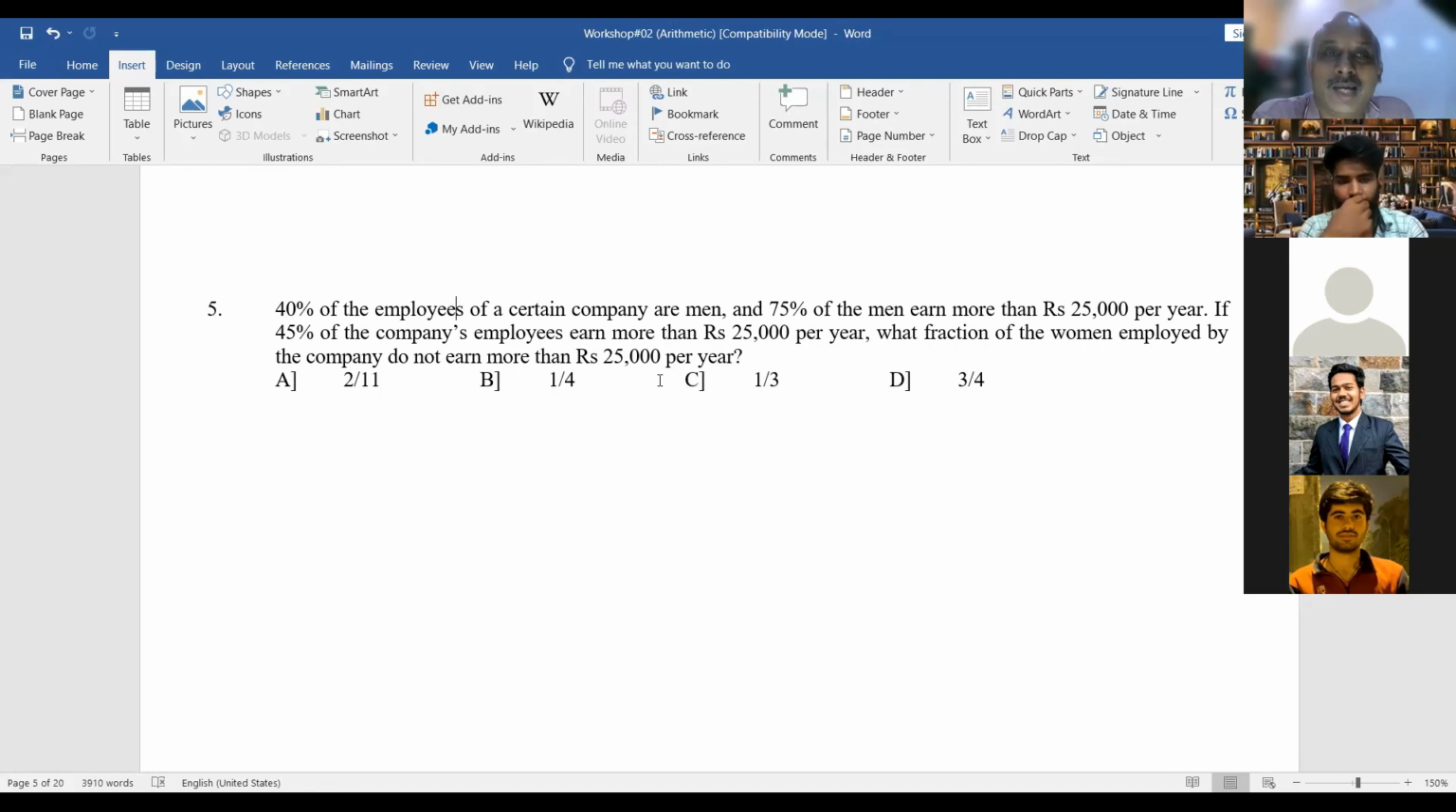Since 45% of the employees earn more than 25,000, that means 45 employees earn more than 25,000. Out of them, 30 were already men who were earning more than 25,000. So the remaining 15 were women who were earning more than 25,000. So out of 60 women, 15 were earning more than 25,000. That means 1/4 were earning more than 25,000. So the fraction earning not more than 25,000 is the remaining fraction: if 1/4 is that, the other one is 3/4. So it is clearly the D option.